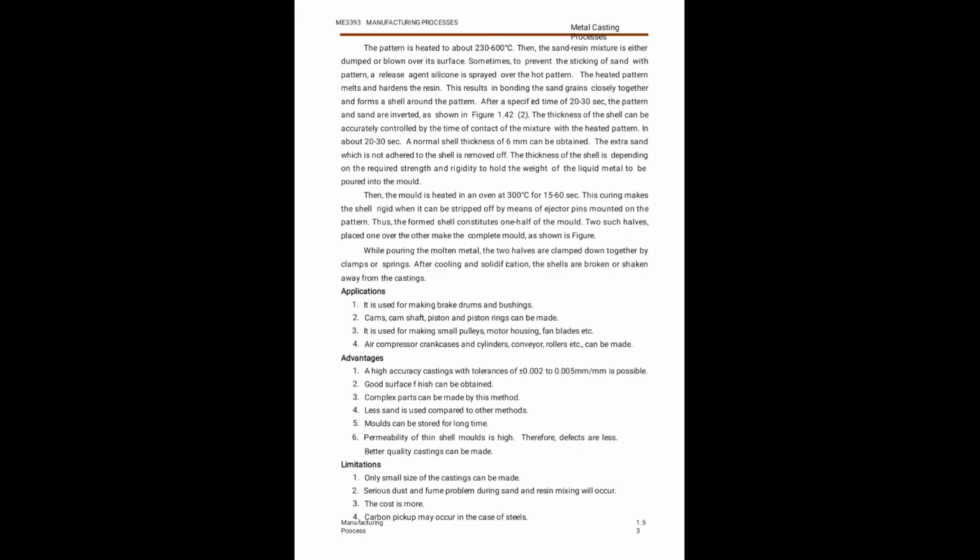The thickness of the shell depends upon the required strength and the rigidity to hold the weight of the liquid metal to be poured in the mold cavity. After completing this process, the shell will be heated in the oven at around 300 degrees centigrade for 15 to 60 seconds. The curing makes the shell rigid so that it can be stripped off the pattern. Some advantages, applications and limitations are available for the shell molding process itself.